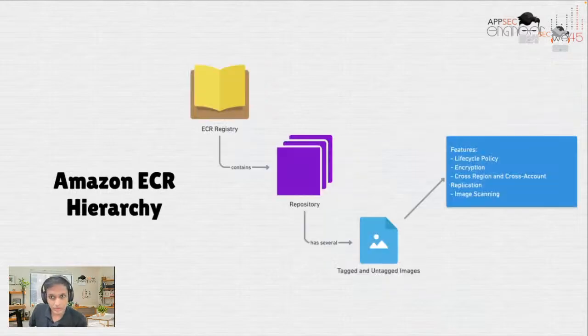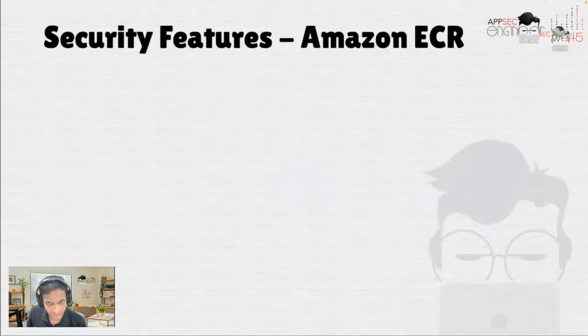And finally, on the image level, you can have lifecycle policies in place. If you want to encrypt only a certain set of images, you can do that as well. Additionally, if you want cross-region or cross-account replication for specific images, you can do that. And if you only want to scan a certain set of images and not the entire repository, which is going to have multiple images, you can scan specific images as well.